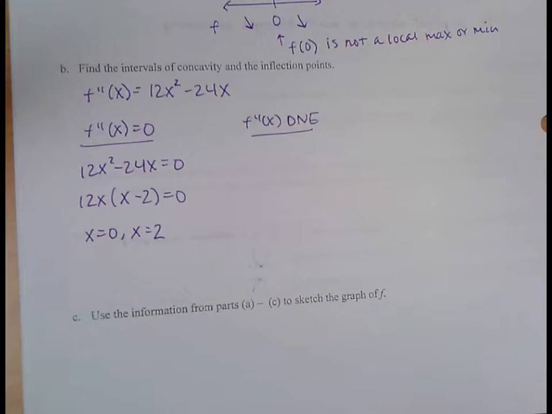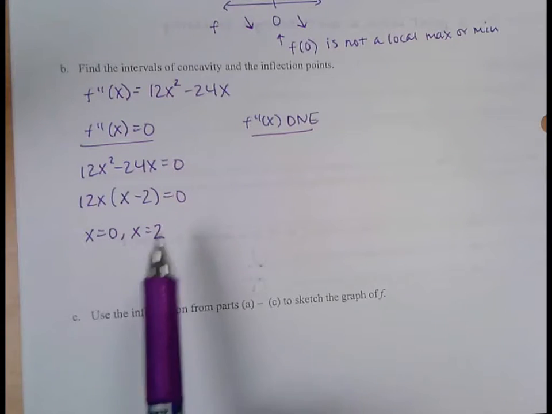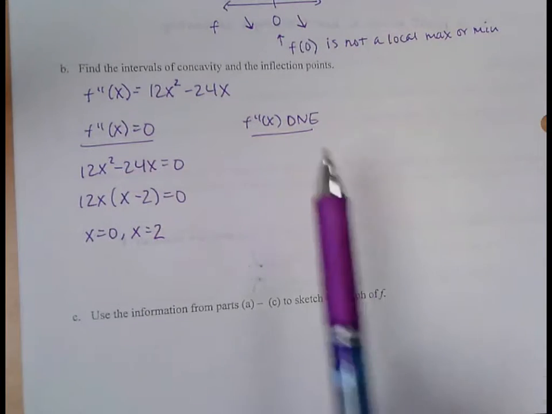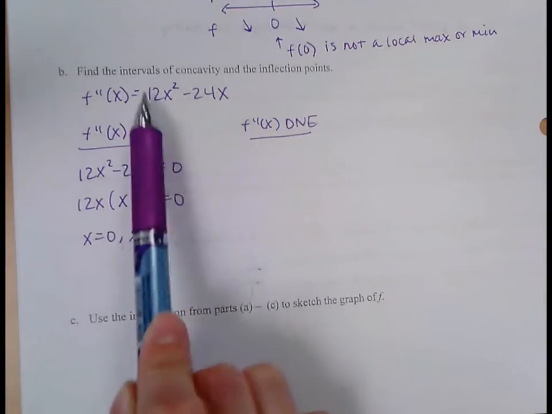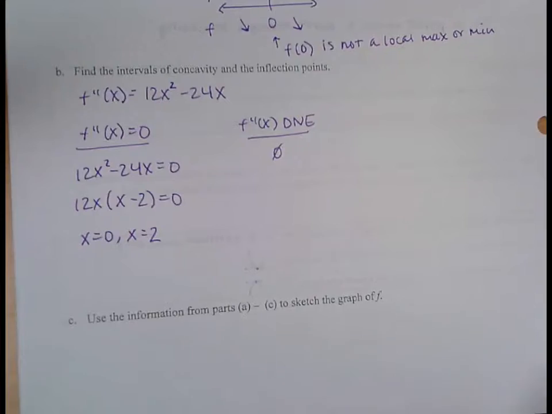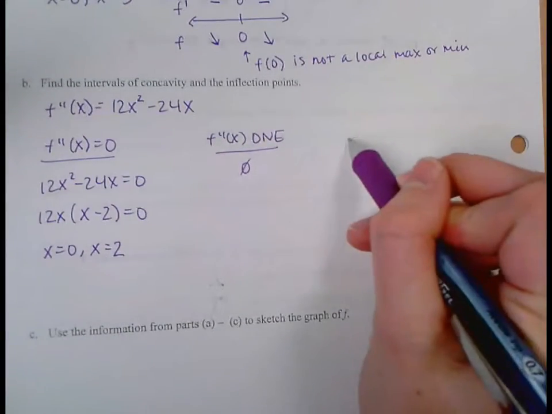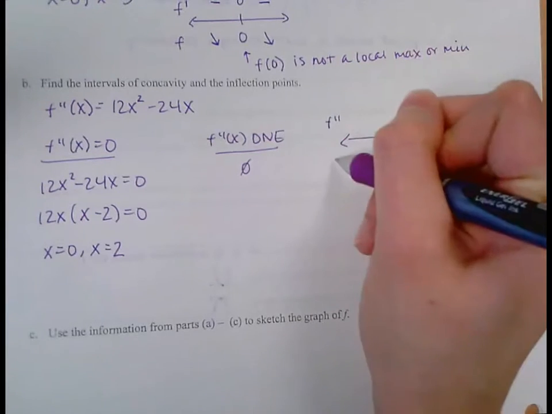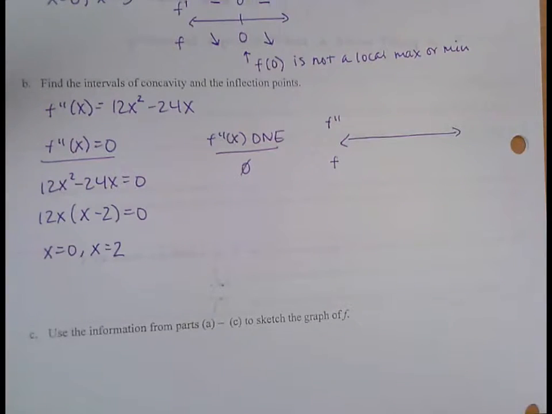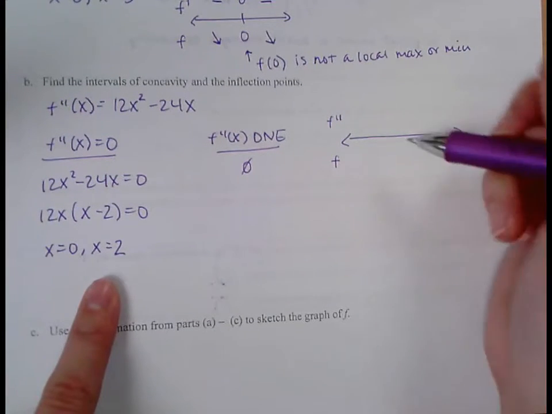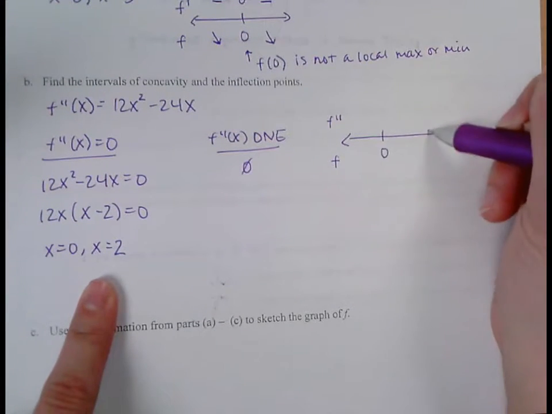So if there's a possible inflection point at 0 and at 2, we would have to test to see if there actually is an inflection point. And then this is a polynomial for f double prime, so it exists everywhere. There's nowhere it doesn't exist. So I then would set up a separate sign chart for f double prime. We're still using it to determine information about f. And I would put my new critical values on there, 0 and 2.